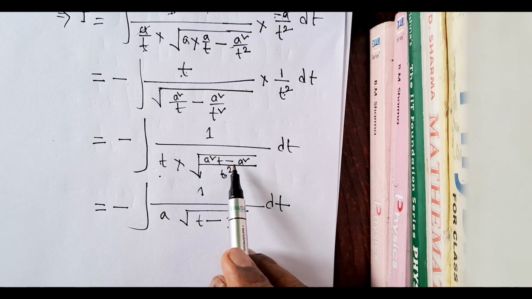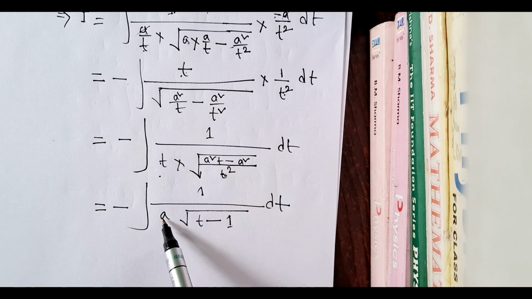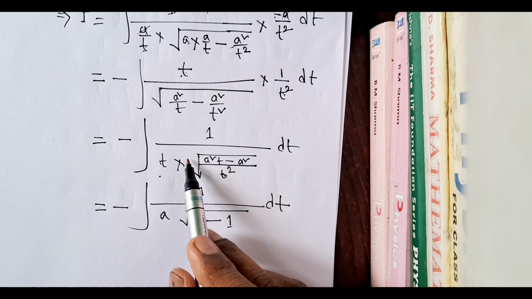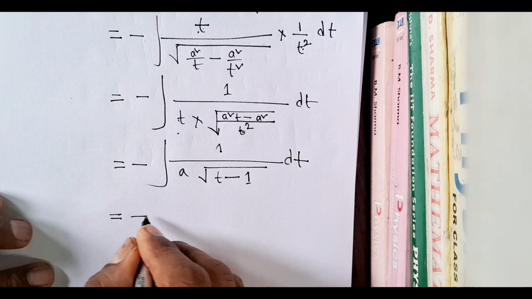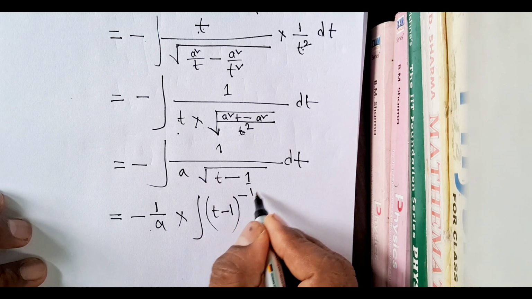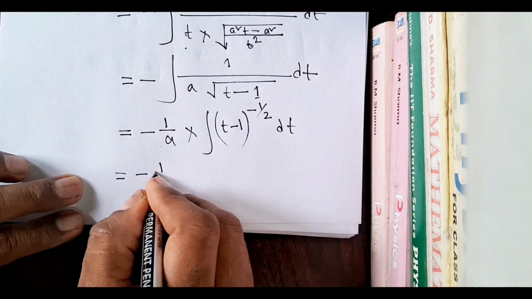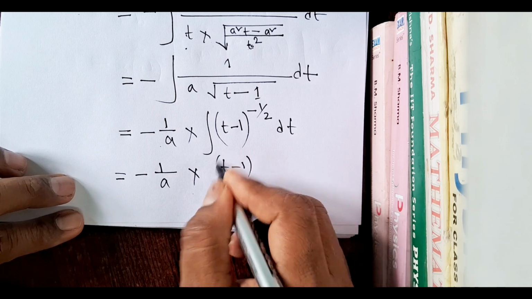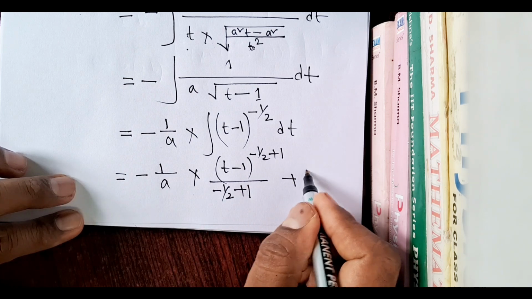If you simplify this part, a square is common, so take out a square from under the root, then outside you have to write a, and it is your t square, that means a square by t square is taken out, so it will come as a by t, dt cancels out, a will be left, a is a simple number, so equals to minus 1 by a into integration of t minus 1 whole to the power negative half dt, and all of you know integration of this is simple, that will be t minus 1 to the power minus half plus 1 by minus half plus 1 and plus c.